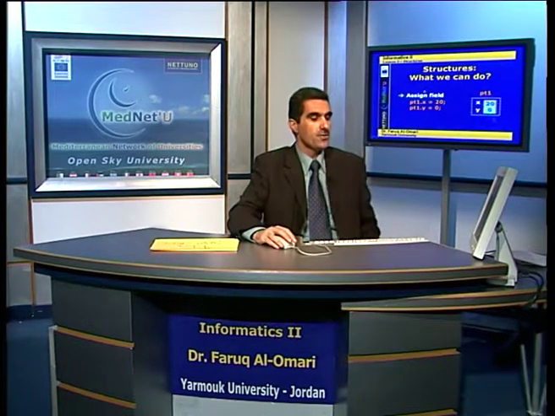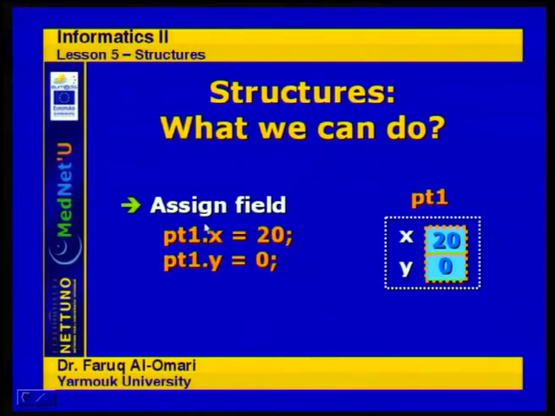Okay? So for example, I can assign a field. So I can say pt1, we're going back to the point structure, which has 2 members, x and y, of type integer. So pt1 was defined as a variable of type point. And then I can assign pt1 dot x to be 20. So the x component of this structure is set to 20.